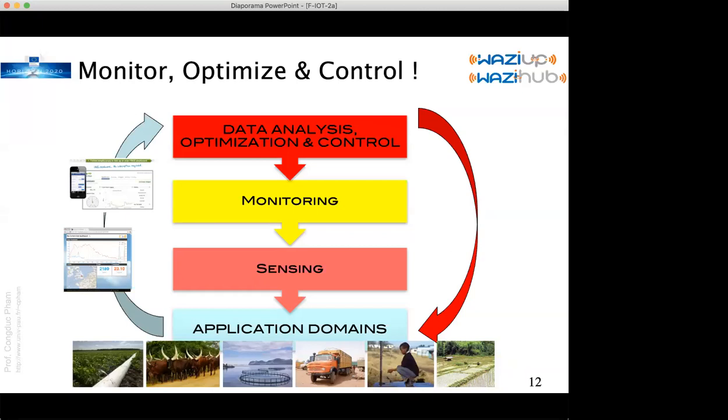If we try to summarize all these things together right now, the main goal of the Internet of Things is to build smart ecosystems, where at the very bottom of the architecture you have sensing devices for a number of applications. Could be irrigation, livestock, aquaculture, logistics, water quality, agriculture, farming, and whatever. And then the goal is, of course, to have the collection of data.